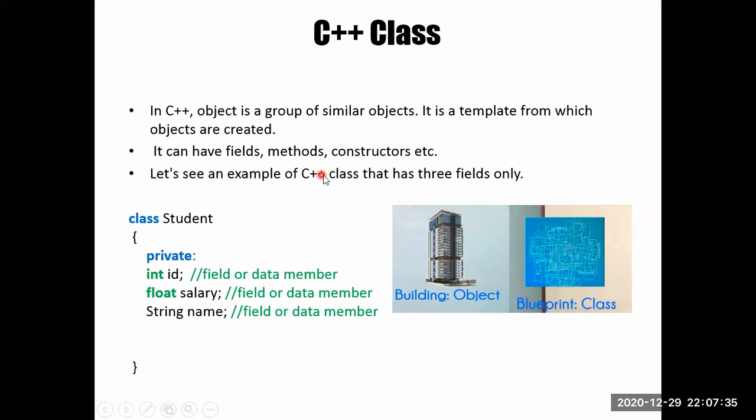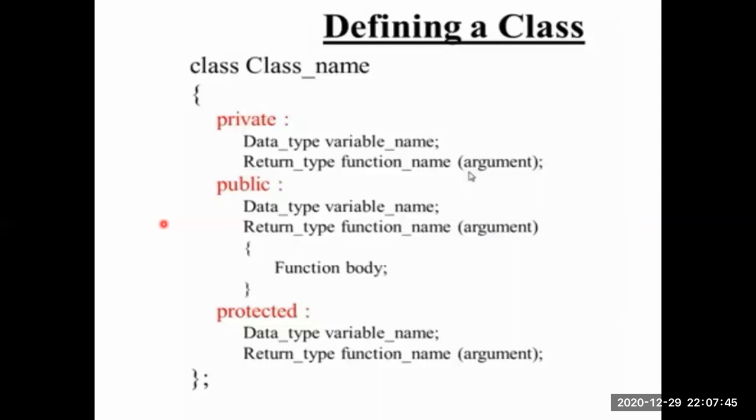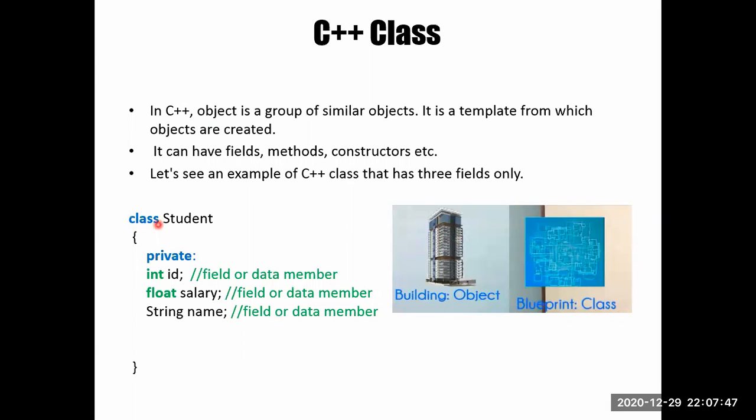Let's see an example for a C++ class. So here you're going to find three fields only. These all come under data members. You can see the structure of a class. So we have to mention this. This is the syntax. We have to see this one.